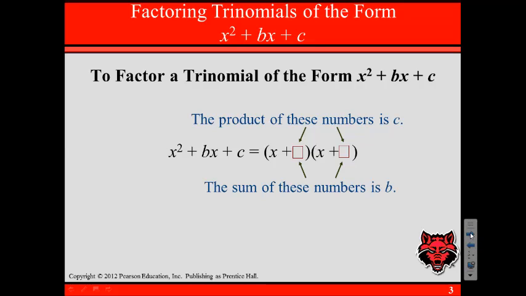This will always be the form that we factor x squared plus bx plus c into. X squared always factors into x times x, and that's why we fill the first two terms of each binomial with x's. We can see that the empty blanks should be the product that forms c and the sum that forms b.